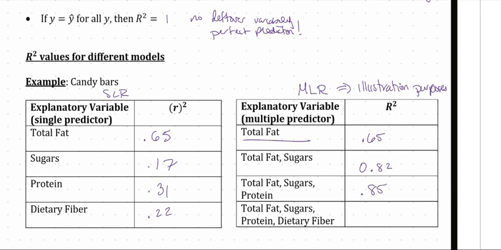Is that what you predicted? Did you predict that the R squared would go up? Did you predict that it would only go up by about 3 percentage points? Why does it make sense that the R squared would go up a lot when we added sugars to a model that only had fat, but would only go up a little when we added protein to a model that already had fat and sugars? Well, remember, we said that when we add sugar to a candy bar, it's not really telling us anything about fat. And when we add fat to a candy bar, it's not really telling us anything about sugars.